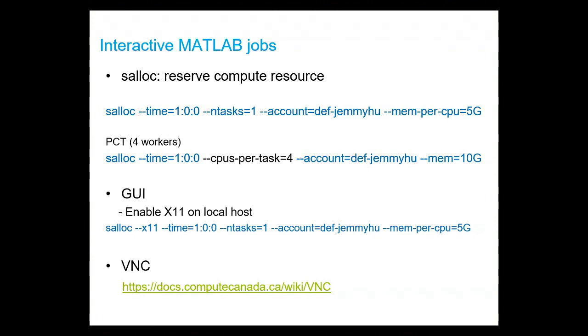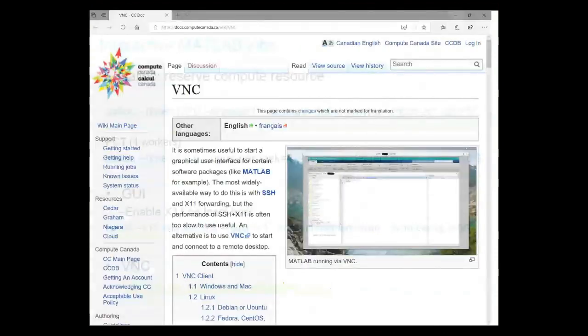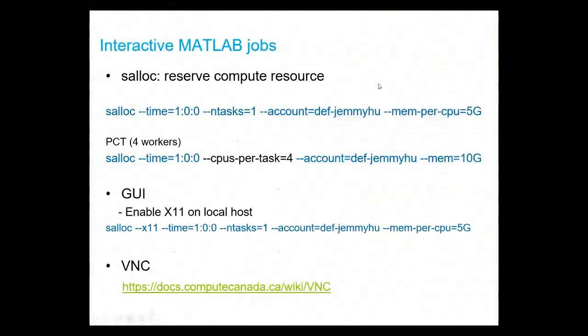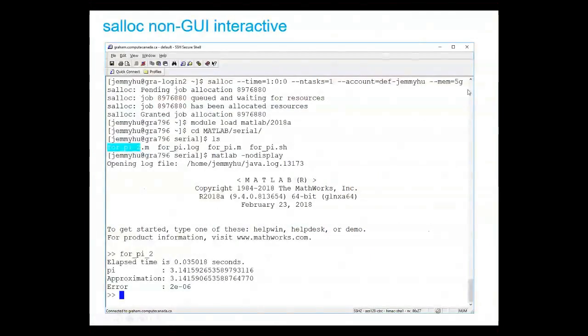And sometimes X11 forwarding is slow. And if that's the case for you, I would suggest you use VNC instead of X11 forwarding. And you can find this wiki page, I think it's here, on how to set up VNC on your client machines. If you have any issues, you can email support at computecanada.ca, and we don't have time in this seminar to talk about it. Sometimes, well, it's time consuming.